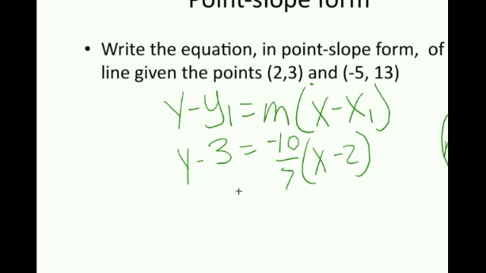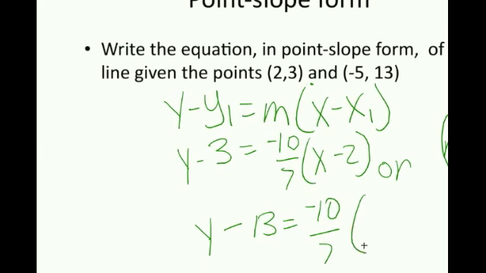I could also use this point. So this answer is this, or it could be y minus 13 equals, I use the same slope, x minus a negative 5. And we know that when we have a minus and a negative, it changes to a plus. And I would use this equation or this one.